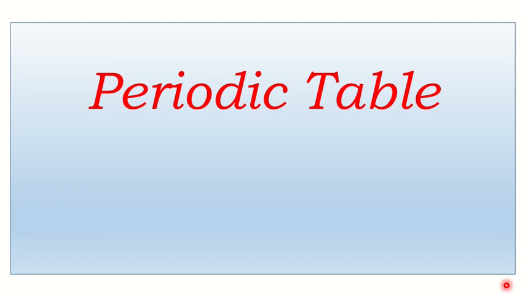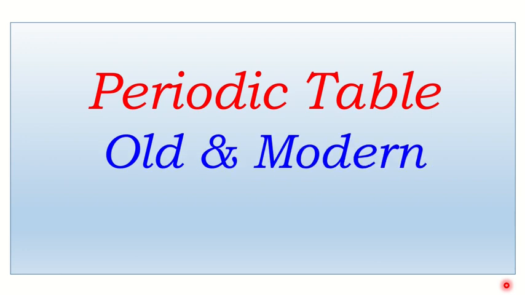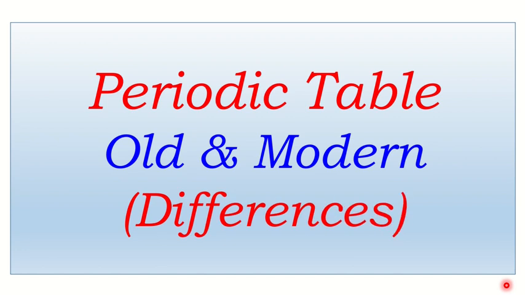Today we are going to talk about the periodic table again, and we are going to differentiate the old periodic table and the modern periodic table. The old periodic table is also called the Mendeleev periodic table. What are the differences between the Mendeleev periodic table and the modern periodic table? We are going to differentiate them.